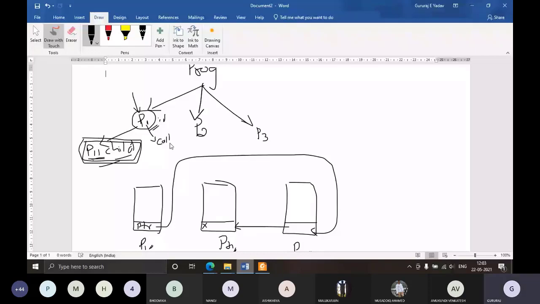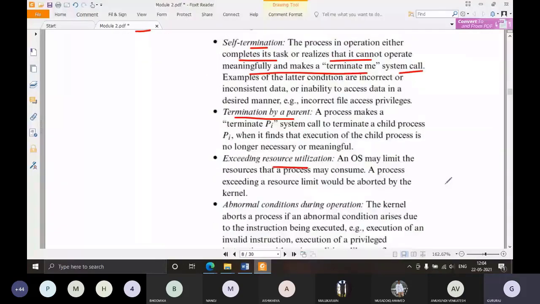Next is exceeding resource utilization. There is a limit on the resources a process can use. The OS may limit the resources it can consume, so a process exceeding the resource limit will be stopped. Let's say each process is given only 5 MB of space. If this process requires another 5 MB, the OS will say, I cannot give that extra 5 MB, the maximum limit is reached by you. So either you can continue or terminate. That's all.